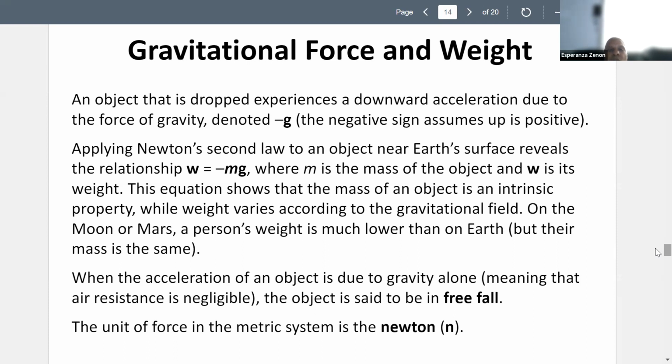So now that you have a new property, force, you need a new unit. And the unit of force in the metric system is the Newton. You can see on the bottom there. So you got a new unit to add to your list of units, right? How do you get a Newton? You multiply 1 kilogram times 1 meter per second squared. 1 Newton is 1 kilogram times 1 meter per second squared.